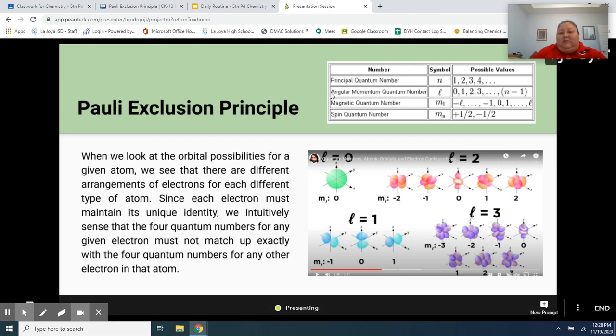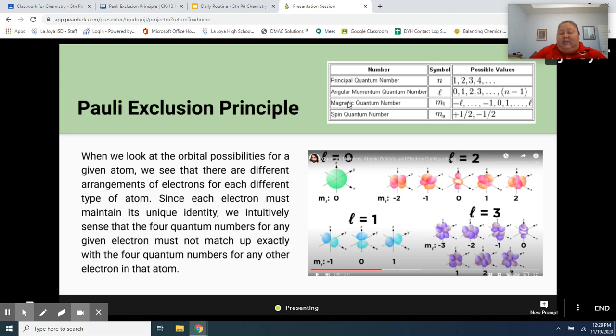The second quantum number is the angular momentum, and the angular momentum is shown by the symbol L. It's these orbitals that you have down here: the S orbital, the P orbital, the D orbital, and the F orbital. We have 4 types, right?